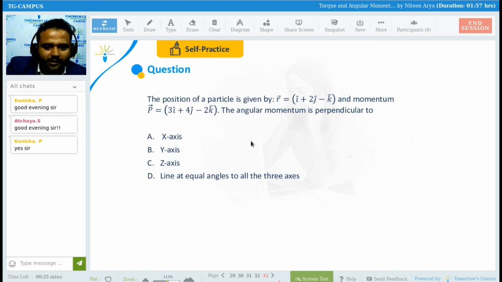So the position of the particle is given by this, and the momentum is this. The angular momentum is perpendicular to. So tell me this one. First of all, find the angular momentum and tell me in which direction it is perpendicular to.